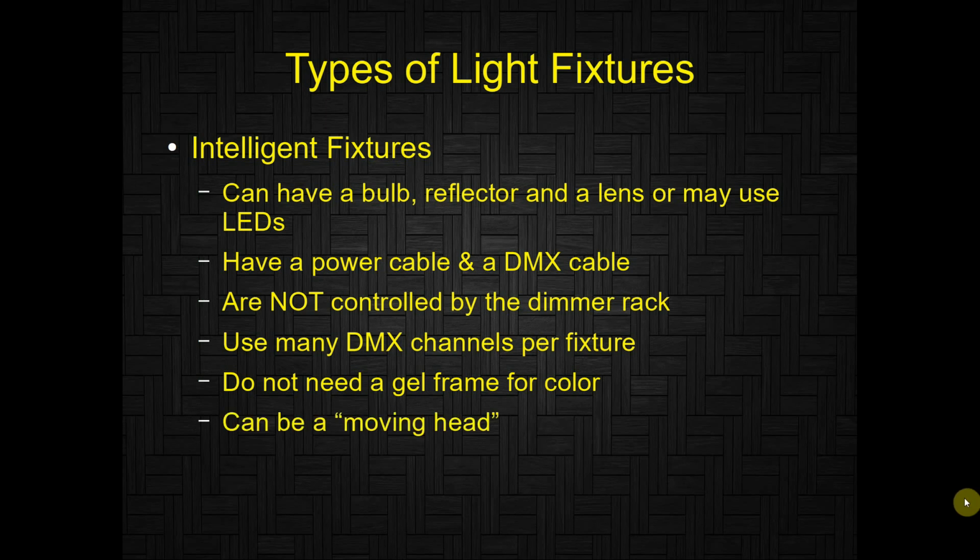And also, whereas a conventional light fixture is, we aim it and it's in that position for the entire show, an intelligent light fixture can also be a moving head, where the entire light fixture can twist and tilt up and down. We call that pan and tilt. So it can point to different areas of the stage. So it can be very useful because you're not locked into one stage position. It can move around and point to different positions on the stage.